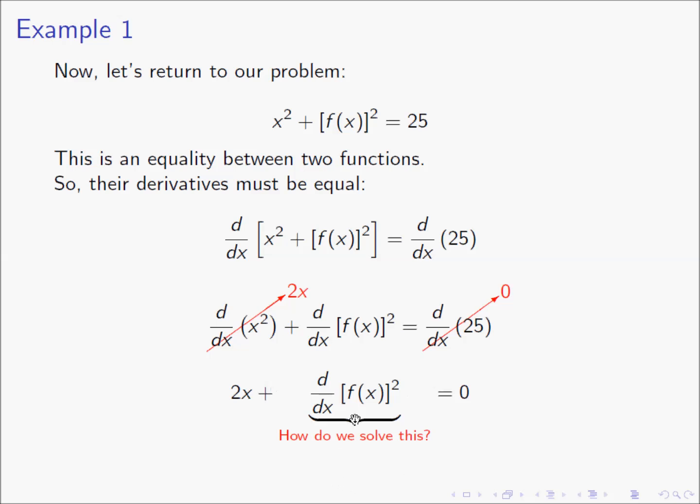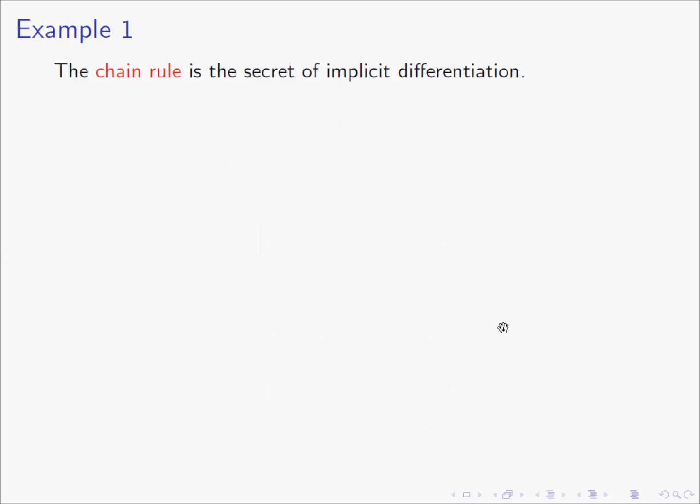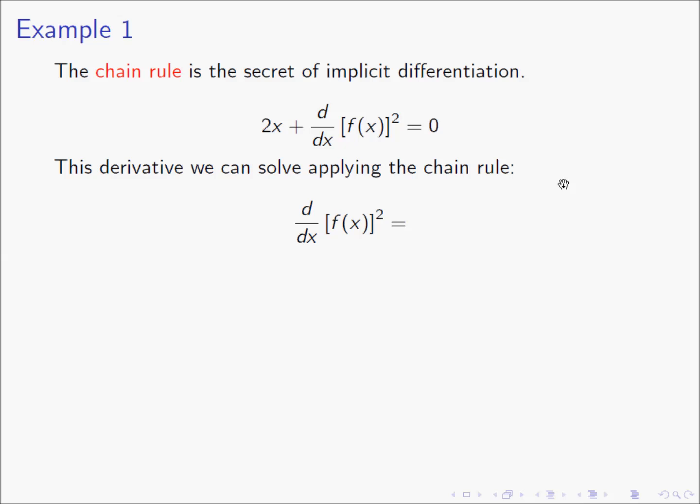Now the question is, how do we solve this? How do we find this derivative? And the answer is the chain rule, because you have a composite function. You have f of x and then that function is squared. So the chain rule is really the secret of implicit differentiation, and it is really the chain rule what confuses people when they are learning implicit differentiation. If we apply the chain rule to this function, we get 2 times f of x, that's the derivative of the outer function, times the derivative of the inner function, that's f prime of x.